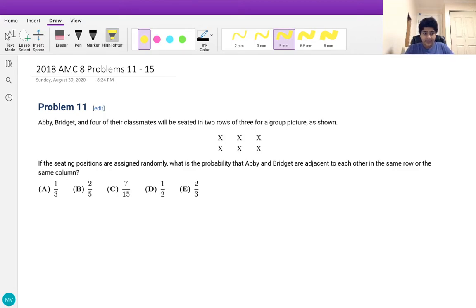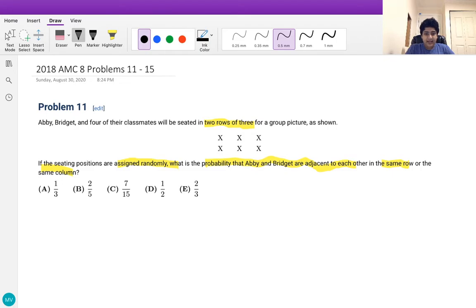Abby, Bridget, and 4 of their classmates will be seated in 2 rows of 3 for a group picture, as shown. If the seating positions are assigned randomly, what is the probability that Abby and Bridget are adjacent to each other, in the same row or in the same column? This problem is very simple using elementary casework.